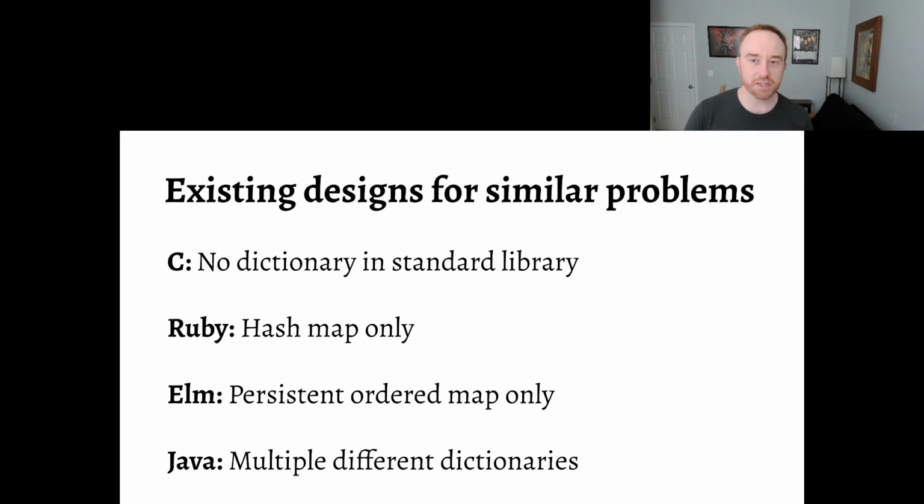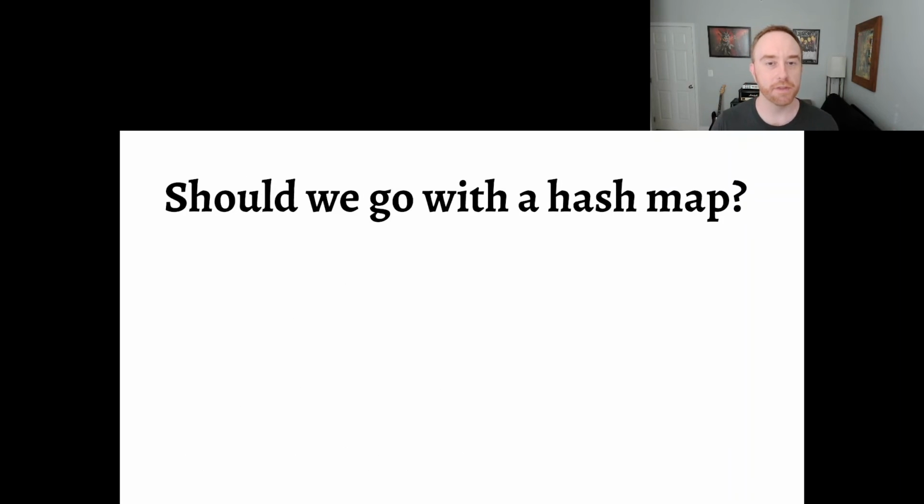So we talked about these existing designs for similar problems. C says just don't have a dictionary in the standard library. Ruby and Elm say let's have one. Java says let's have more than one. To me, I always like to think, if we can just have one nice, obvious default, that's a really nice quality to have in a standard library data structure. And to be honest, I think we found a good contender to say yeah, we can have just one dictionary data structure in the standard library that is going to address enough of a wide variety of use cases that it's going to be a good default choice for basically 90+% of the things that I think people will use Roc for.